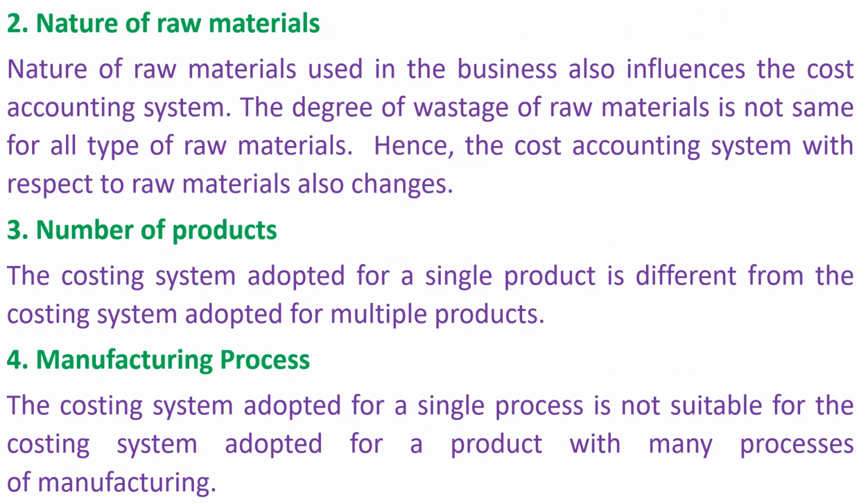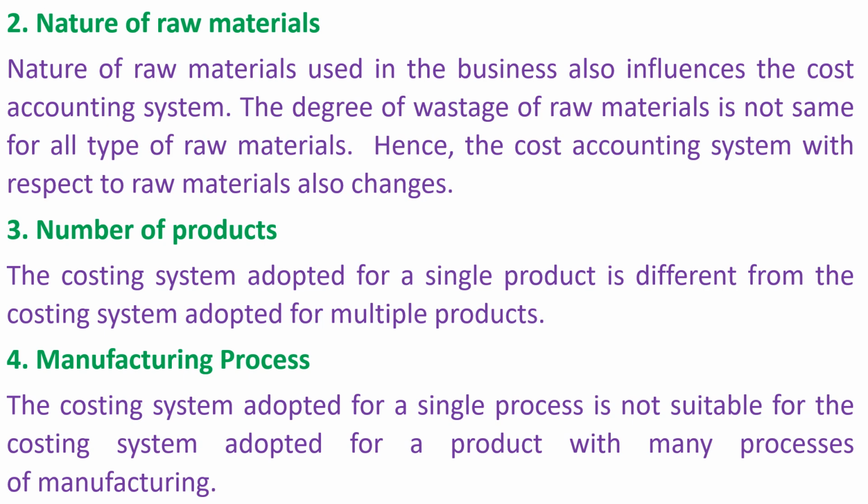2. Nature of raw materials. The nature of raw materials used in the business also influences the cost accounting system. The degree of wastage of raw materials is not the same for all types of raw materials. Hence, the cost accounting system with respect to raw materials also changes. 3. Number of products. The costing system adopted for a single product is different from the costing system adopted for multiple products.